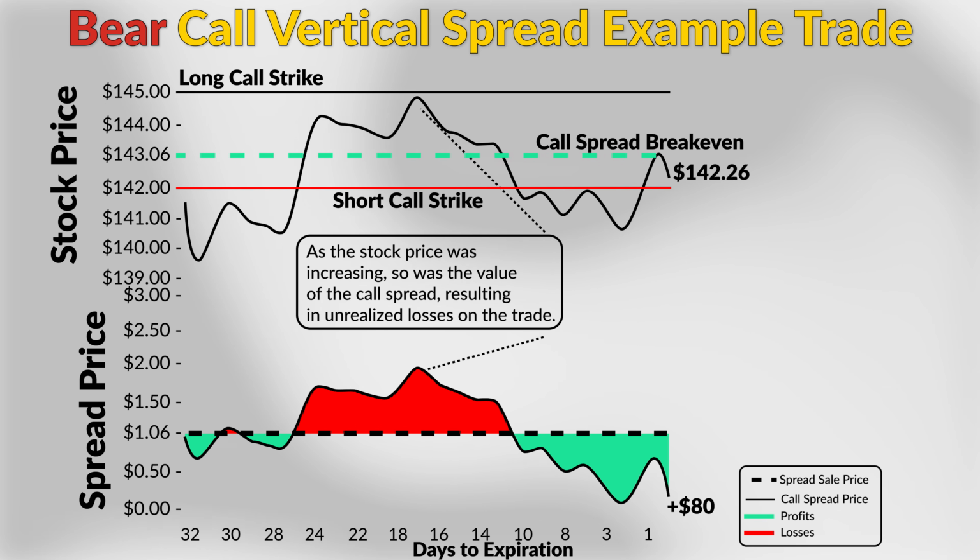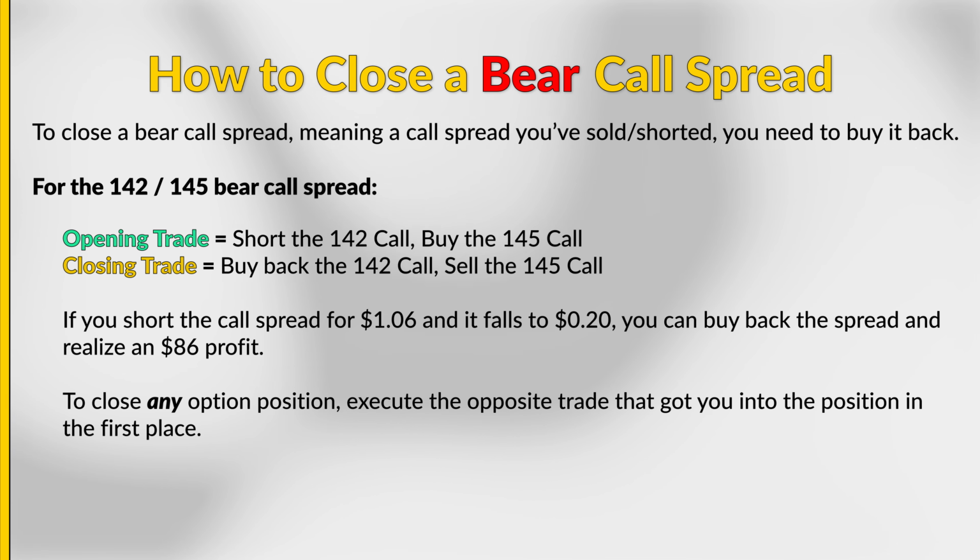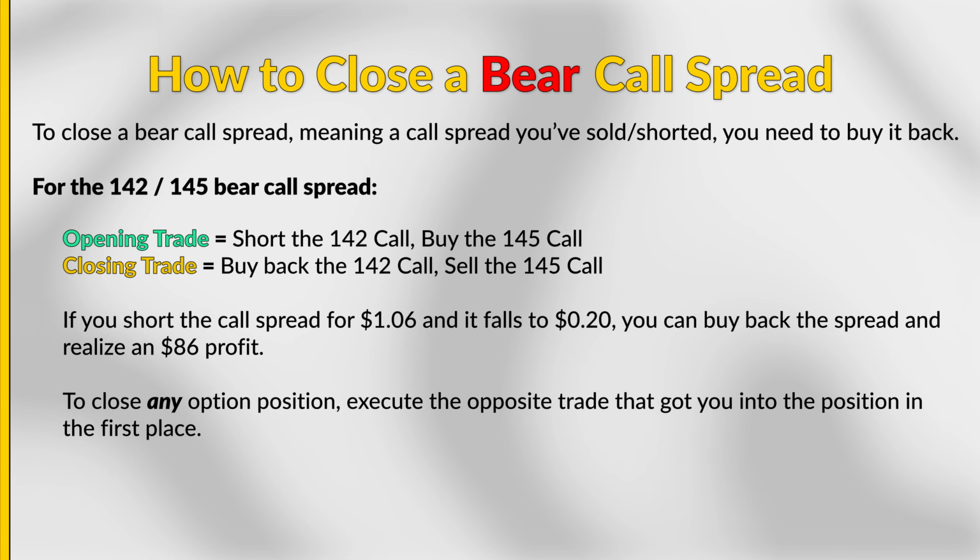Now, to close a short call spread, meaning a call spread that you sold as an opening trade, you just need to buy back that same call spread to close it, which would consist of buying back the short call and selling the long call. So in this trade, that would mean buying back the short 142 call and selling the long 145 call. And this can be done in one transaction. So if I paid 20 cents to buy back the spread, my net profit would be $86 because I initially shorted the spread for $1.06.